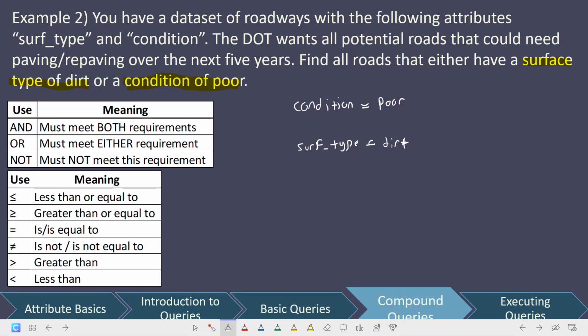So in that case, if it can meet either or both or any, we're going to use or here. Again, just to be clear, because of this or, the feature can meet either condition.